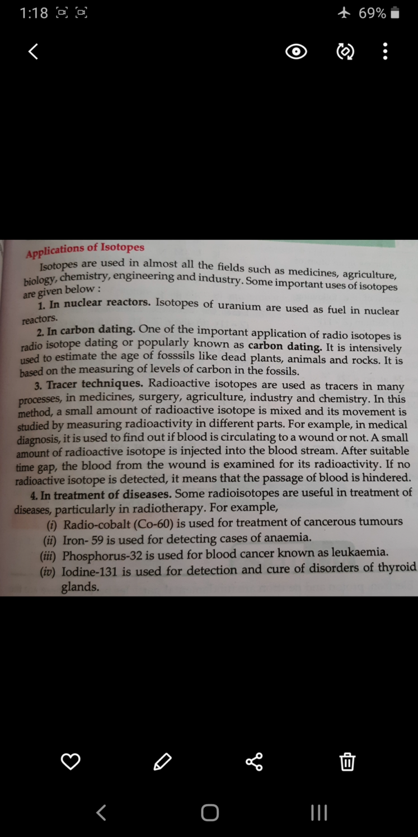Next is the treatment of diseases. Some radioisotopes are used in the treatment of diseases. First is cobalt-60, which is used for the treatment of cancer. Iron-59 is used for detecting cases of anemia. Phosphorus-32 is used for blood cancer, which is known as leukemia. Iodine-131 is used for the detection and cure of disorders of the thyroid gland.